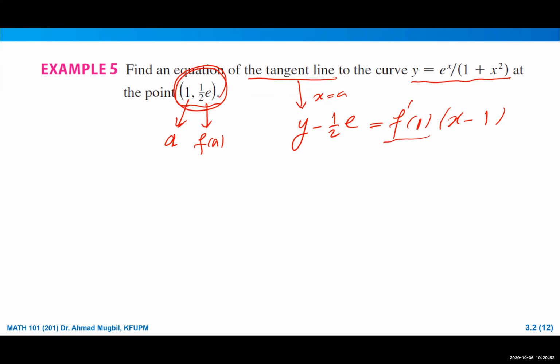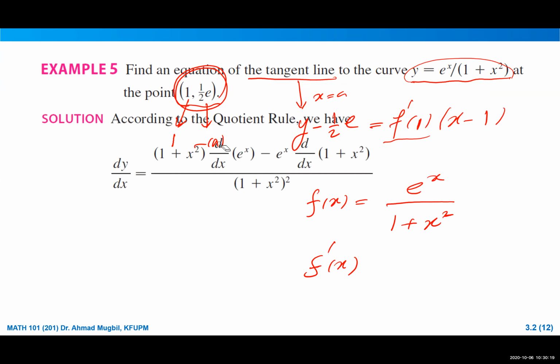To find the derivative at 1, you should ask yourself, what is f of x first? f of x is e to the power x over 1 plus x squared. Now, to find the derivative, you can see clearly that this is a quotient of two functions. So if you want to find the derivative, you need to apply the quotient rule. This is the first step that you need to do. After that, you will come back here and put the value 1, and you will find the equation of the tangent line.